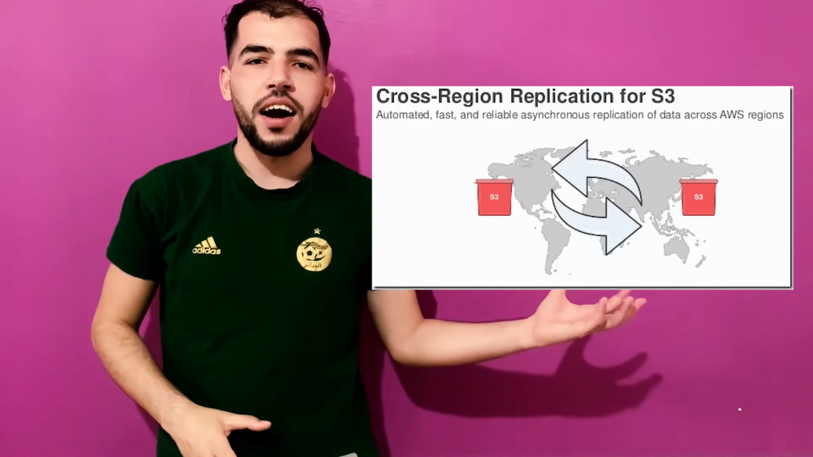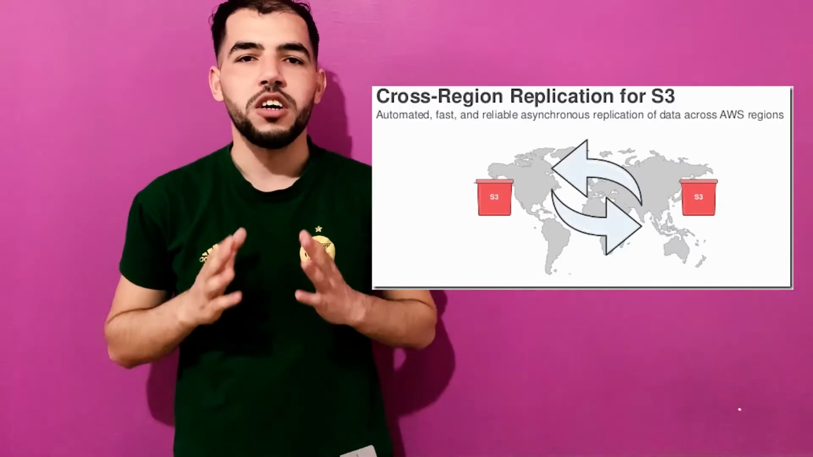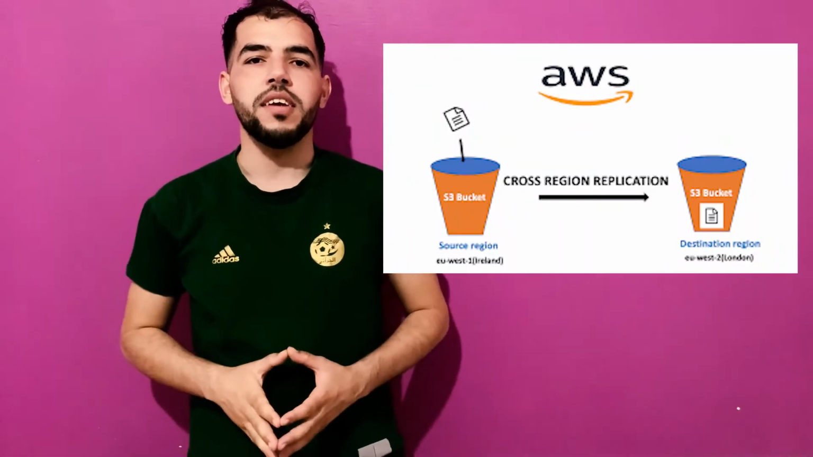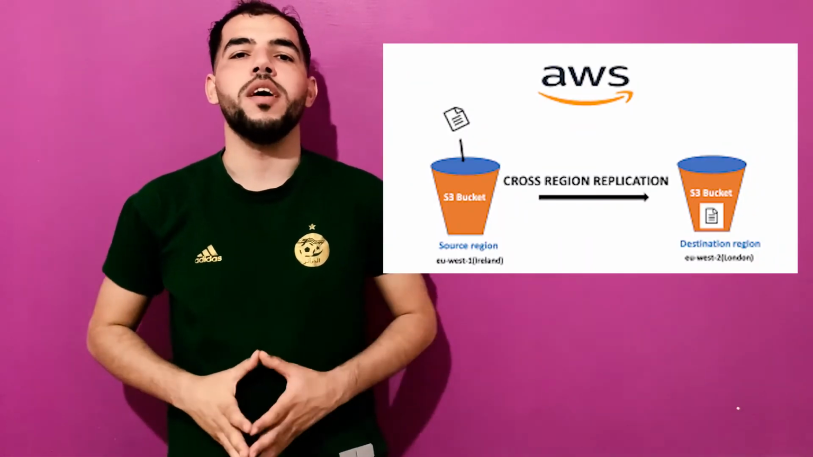Today we will learn a new concept called CRR, or cross-region replication. So what is cross-region replication, or CRR? Cross-region replication enables automatic, asynchronous copying of objects across buckets in different AWS regions.